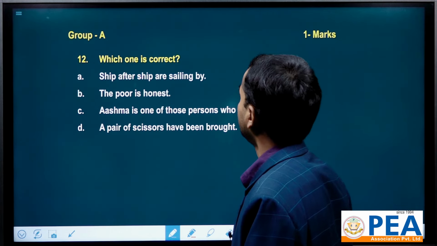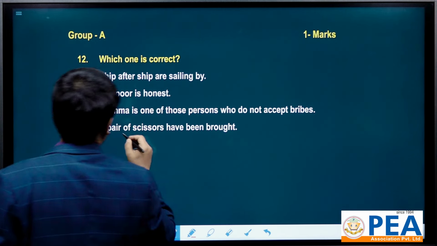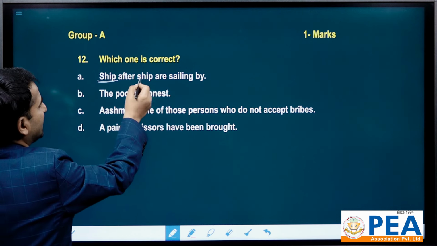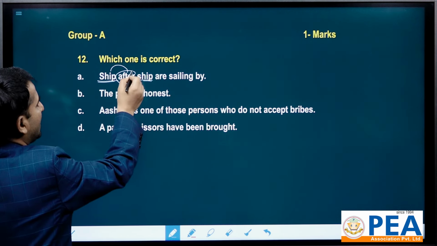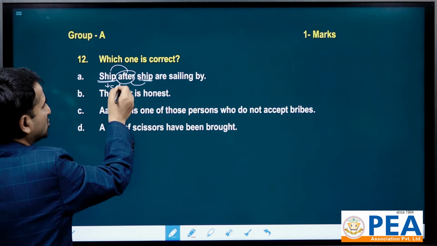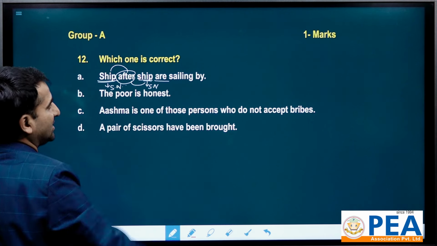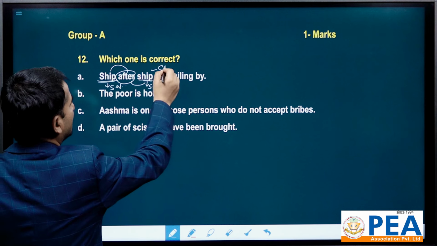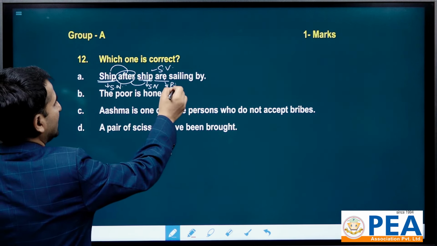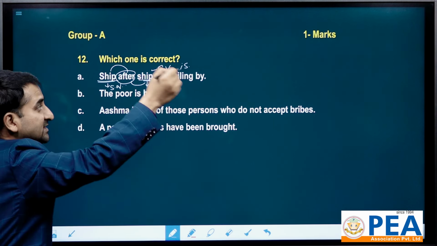Which one is correct? Basically the first one is from preposition. As you must have studied, when the same noun comes before and after a preposition, both should be in singular number. And the verb that comes after it should be a singular verb. But this one is a plural verb, so it is a wrong one. There should come what? Is. There is ship after ship is sailing by.